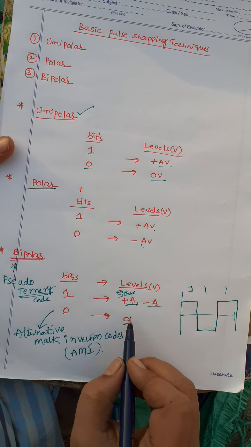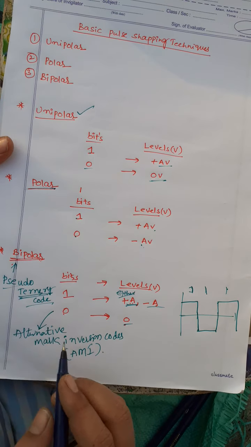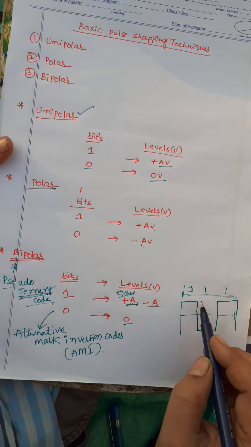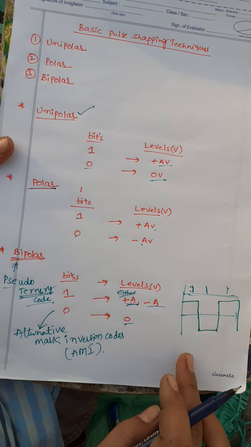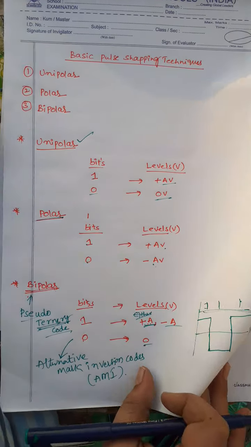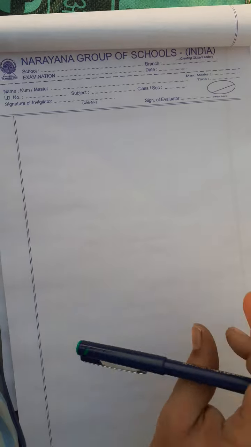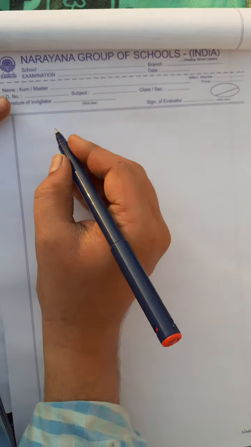Because of three voltage levels, this method is also called a pseudo ternary code. And if you find alternating ones in the data, this method is also called alternate mark inversion codes. Okay, so these are the pulse shaping techniques. Now we will learn what pulses are available.